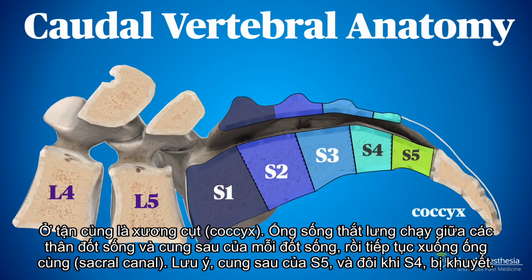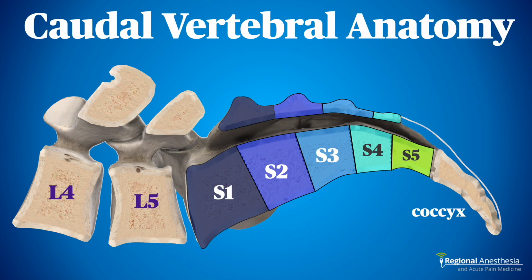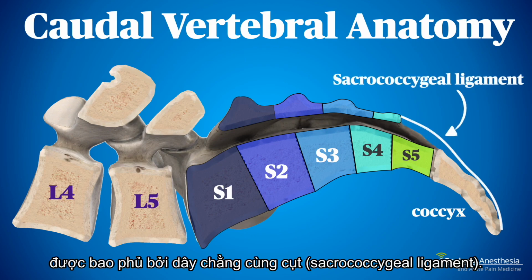The lumbar spinal canal runs between the vertebral bodies and the posterior arches of each vertebra and continues down to the sacral canal. Note that the posterior arch of S5, and sometimes S4, is absent. The opening it leaves is called the sacral hiatus, and this is how we're going to access the caudal epidural space. The sacral hiatus is covered by the sacrococcygeal ligament.